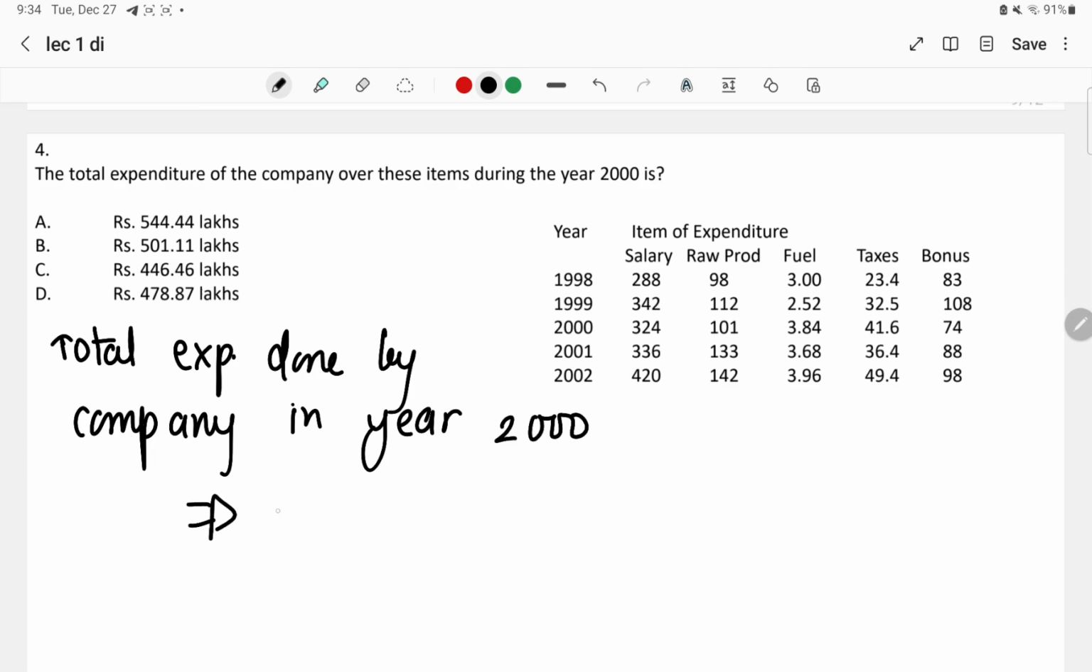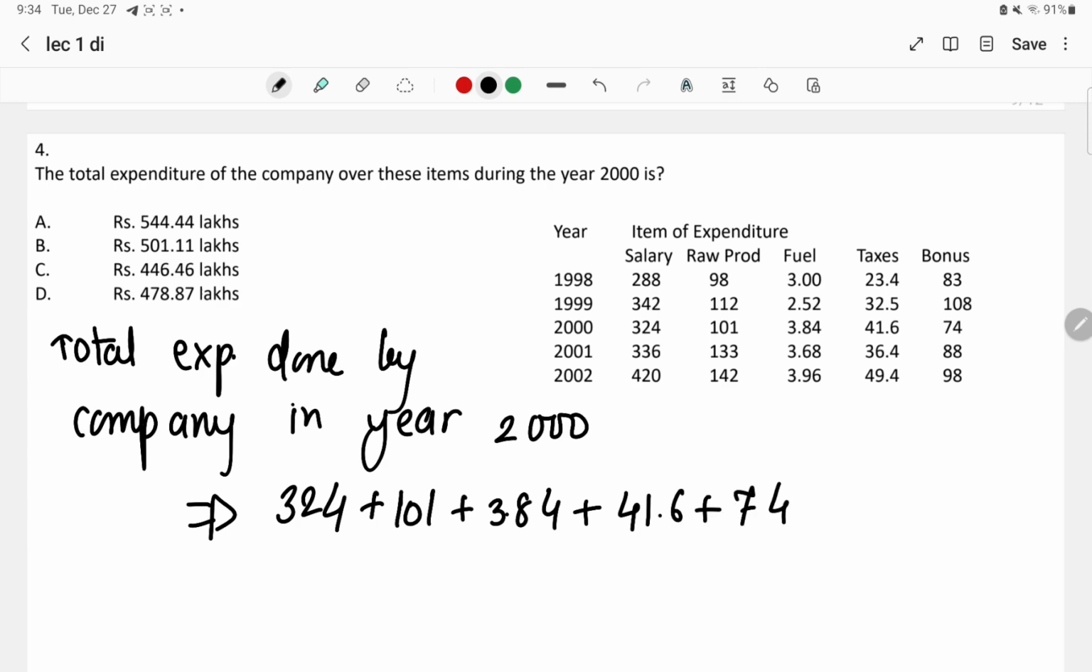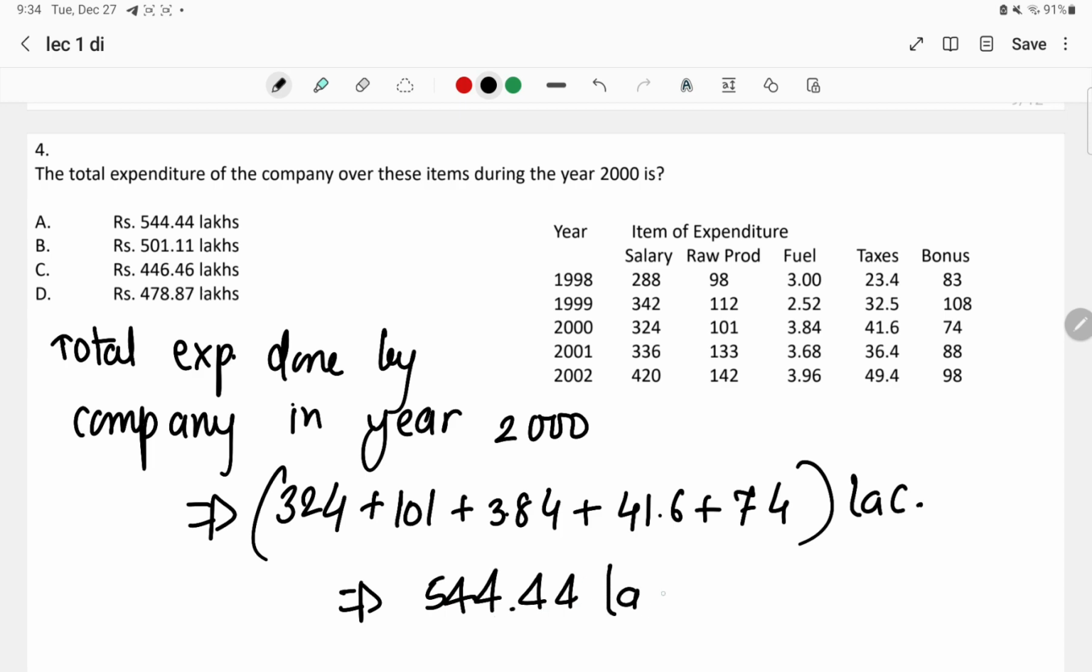Simply, what is the answer? Answer will be 324 plus 101 plus 3.84 plus 41.6 plus 74, and all these rupees are in lakh, right? So answer will be 544.44 lakh. सिंपल क्वेश्चन वॉज दिस.